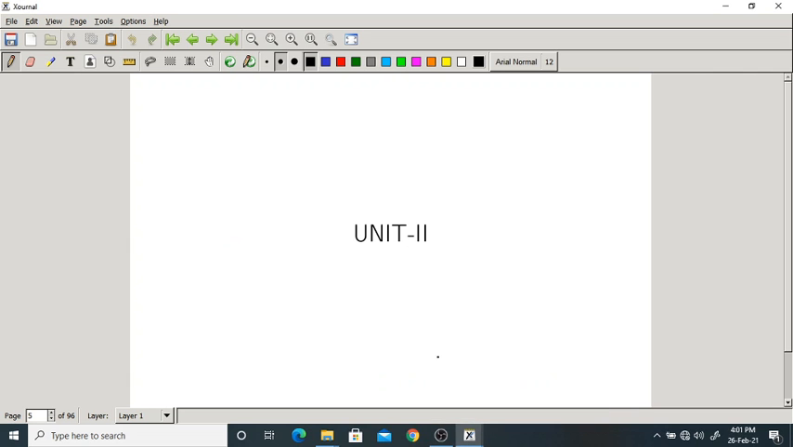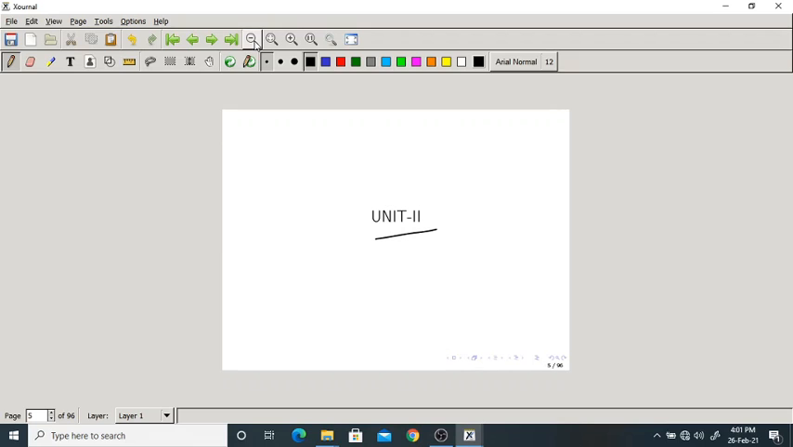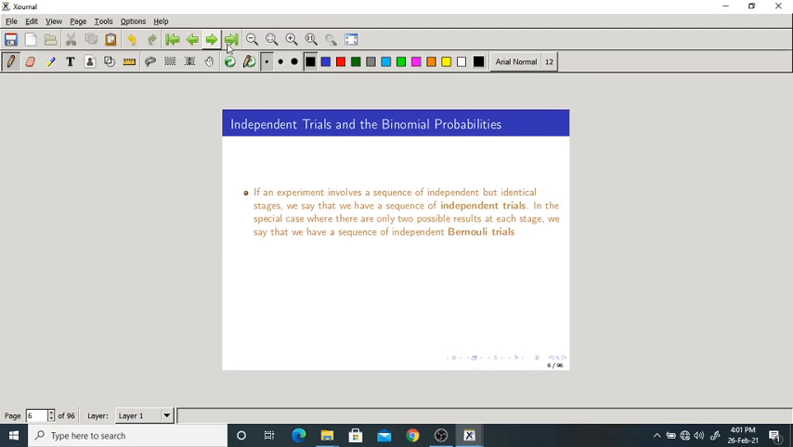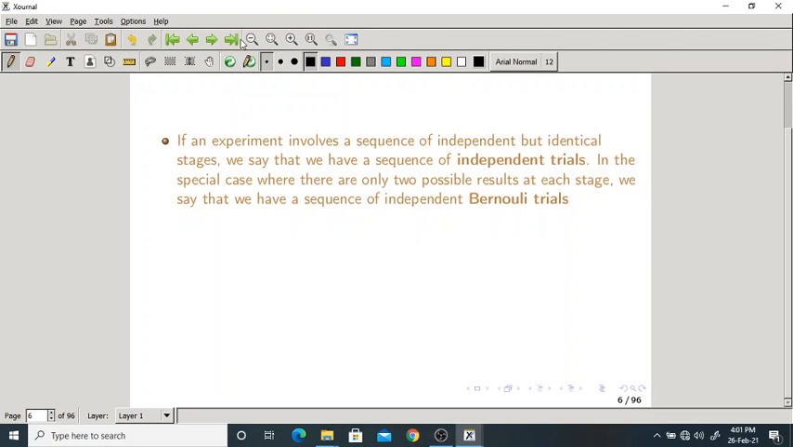So let us start the second unit. Please read the first unit carefully. I'll give assignments later from the first unit. So without much delay, let us start unit 2. Now here in unit 2, basically we discuss some of the important concepts like random variables.